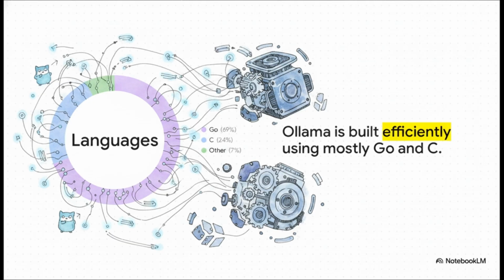This means we aren't looking at some bloated resource-heavy web app. Actually, Go gives us incredible concurrency and networking capabilities, perfect for handling API requests and managing processes. Meanwhile, C gives us that raw, close-to-the-metal performance you absolutely need for actual machine learning inference. Together, this Go and C split forms a performance-driven core that really acts as the perfect, streamlined engine for the whole ecosystem we're about to explore.